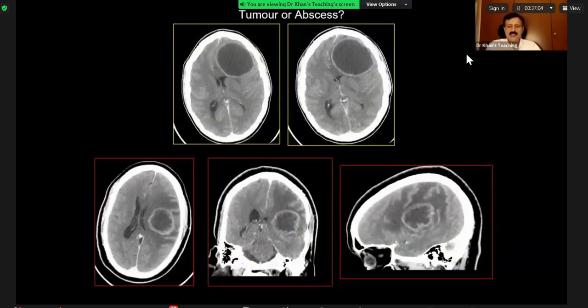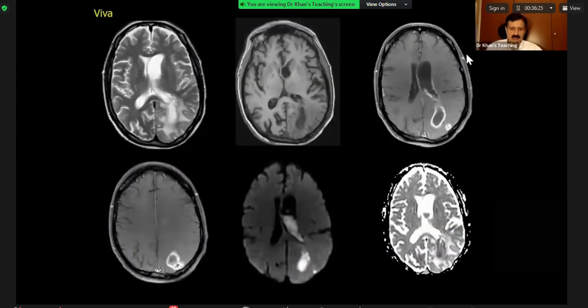Now, tumor or abscess is a classical scenario which is asked in the exam. And in the exam, you will tackle it with a diffusion weighted scan. But having said that, on other sequences, though they are not very good, let's revise some of the parameters. If you see that the ring enhancement is smooth, then it is more likely to be an infection. If it is nodular and irregular, it is more likely to be a tumor. But having said that, we are not very good at this, and that is why diffusion weighted scan is the king sequence there.